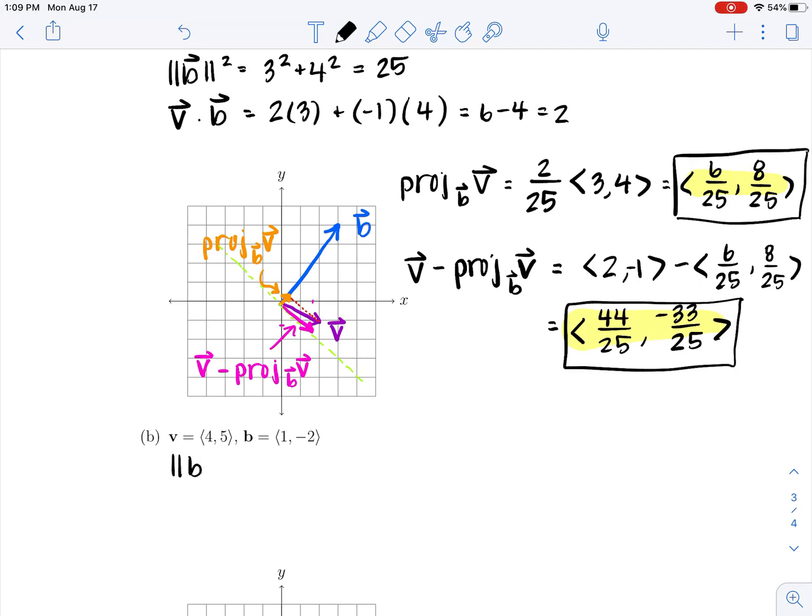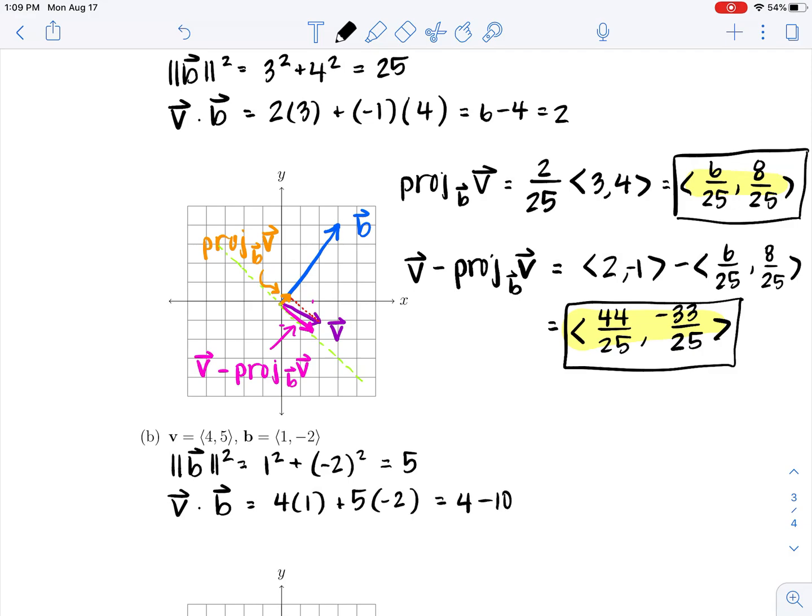I'm going to start by finding the magnitude of b squared, which is 1 squared plus negative 2 squared for a total of 5. And then let's find the dot product v dot b. That's 4 times 1 plus 5 times negative 2. And that's 4 minus 10, which is a negative 6. So in other words, v and b are obtuse in this case. So we're going to head in the opposite direction. That's why we have a negative there.